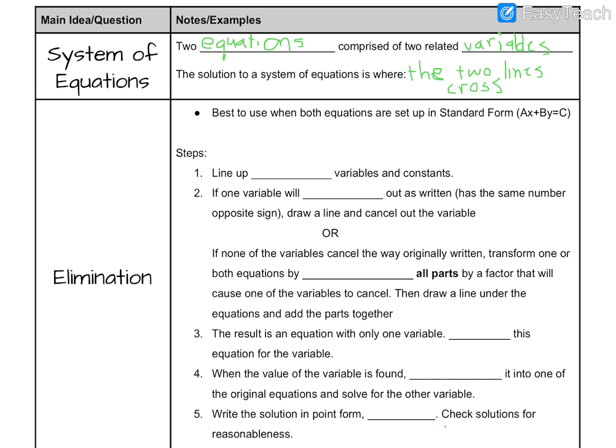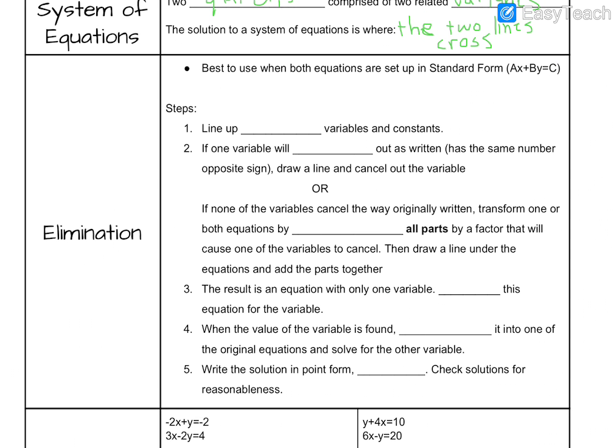Okay, the other way of solving a system of equations algebraically is by elimination. So again, up here at the top, we have two equations comprised of two related variables, and the solution is where the two lines cross. Alright, when we are working with elimination, it is best when they are set up in standard form, our ax plus by is equal to c.